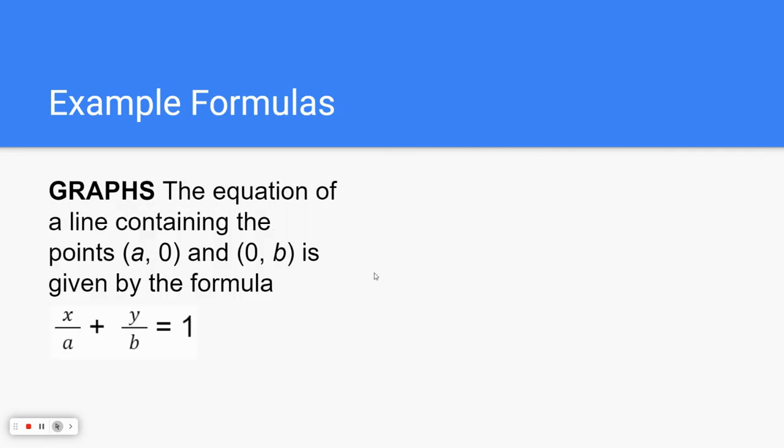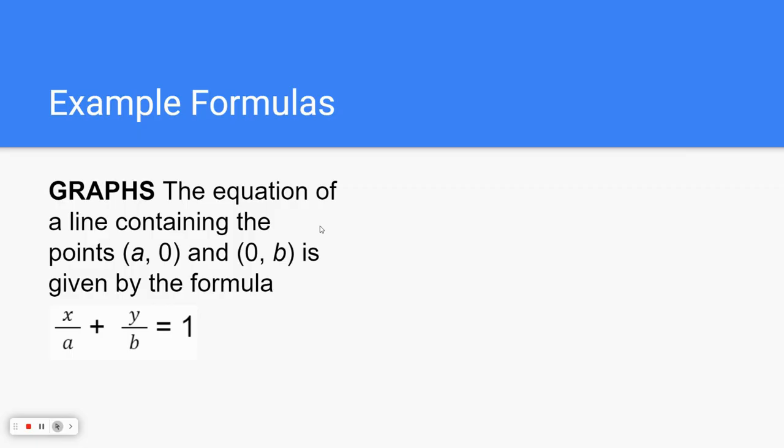Next question. Try one more. If you're looking at the note sheet as it exists currently in 2024, there's a third problem. I skipped that one, but we do want to look at this one because this one does some different stuff. It says the equation of a line containing the points (a, 0) and (0, b) is given by the formula x over a plus y over b equals 1.